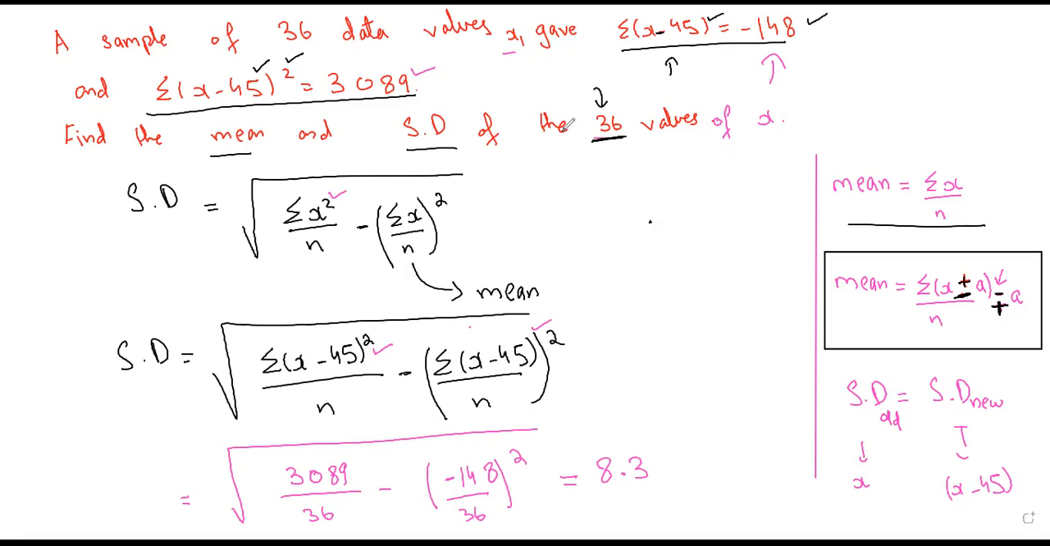So we are done with standard deviation, variance, and mean. We found the mean to be 40.9, which was the summation of x by n. As I told you, this formula would not give you the same mean because we need to add or subtract something.